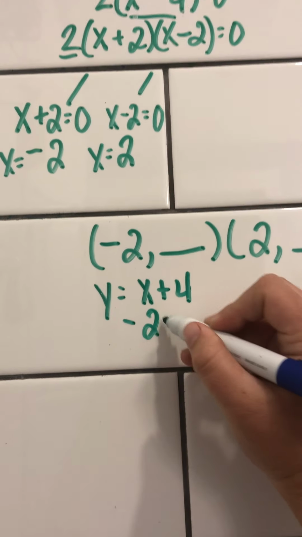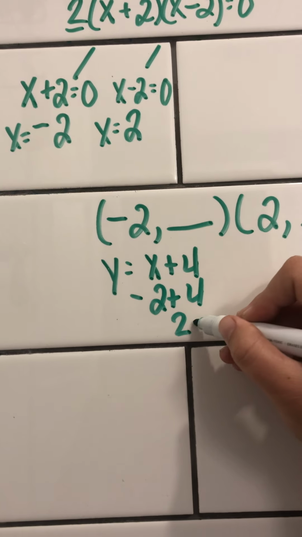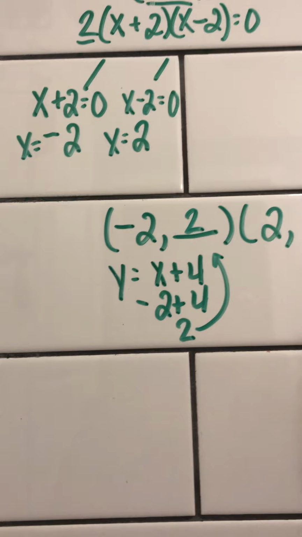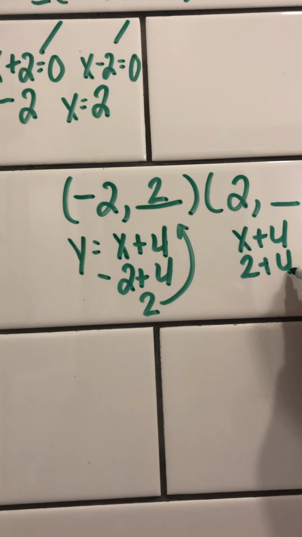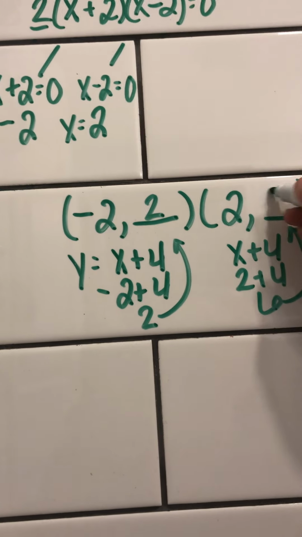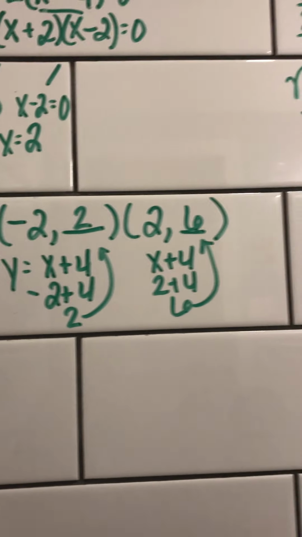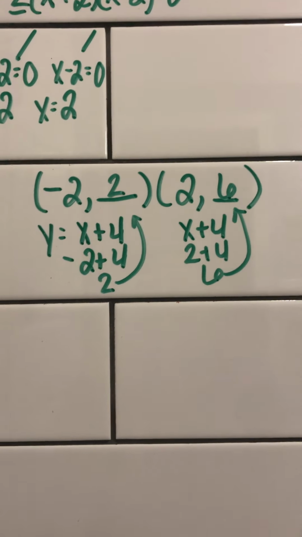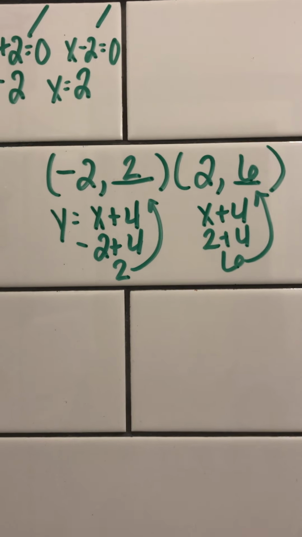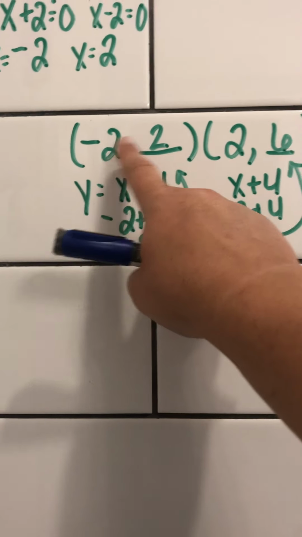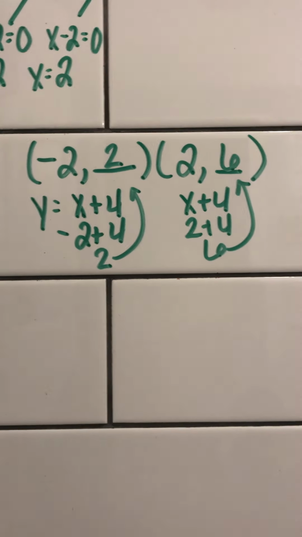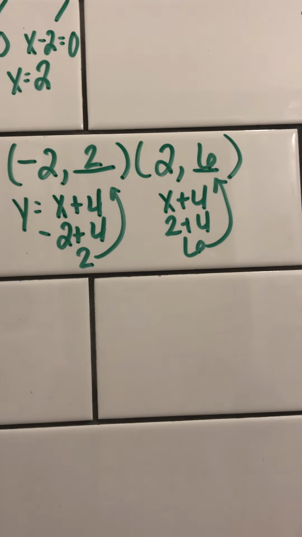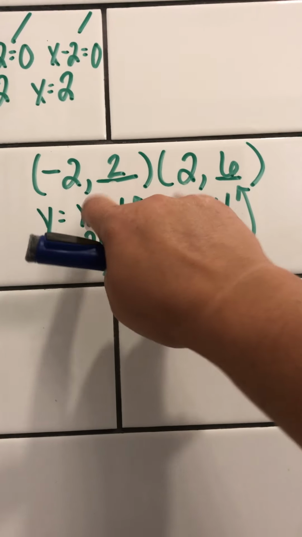So I'm doing negative 2 plus 4 to get 2. It's going to go up in here. And I'm doing x plus 4 here to do 2 plus 4, which is 6. That's going to come up in here. So the solutions to the linear-quadratic system that we just solved are (-2, 2) and (2, 6). Meaning if I graphed this, the parabola and the line would cross at these 2 points.